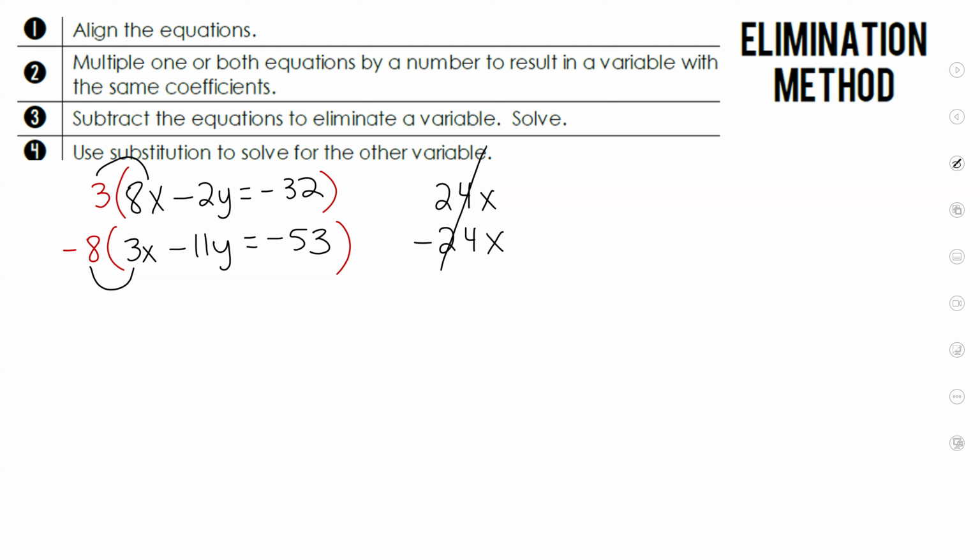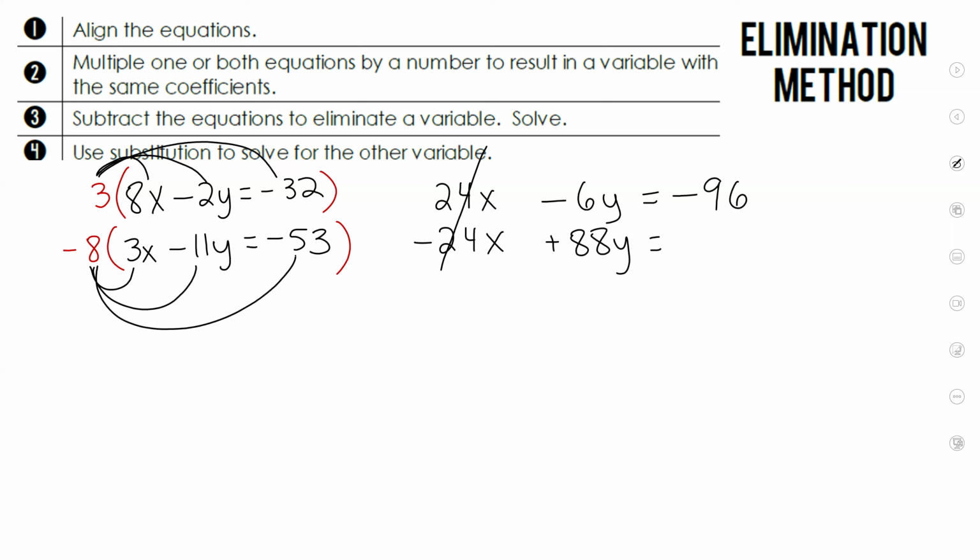Okay, but we still need to distribute for the entire thing. So 3 times -2y is -6y. 3 times -32 is -96. -8 times -11 is +88y. And help me out, guys. What's -8 times -53? +424. 424? Okay. All right.